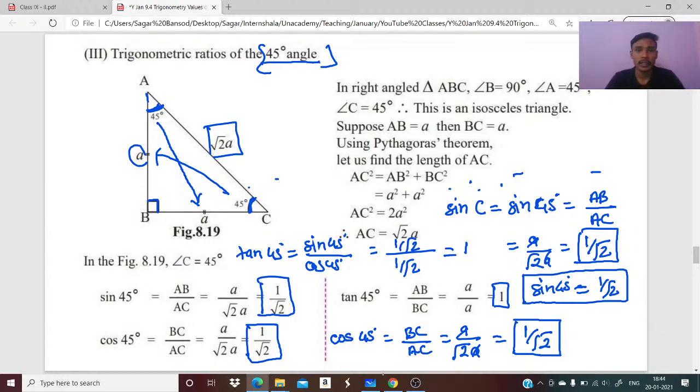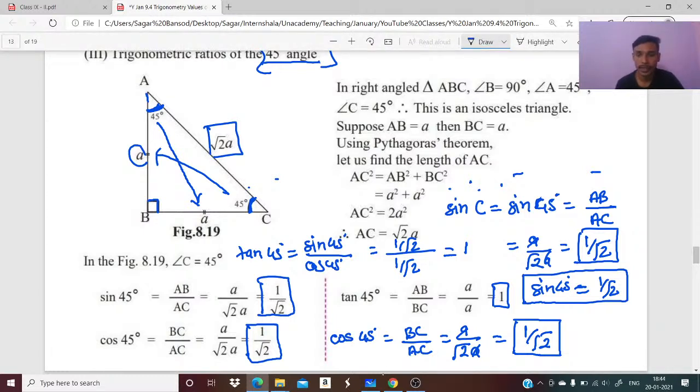I hope all of you are able to understand how I got the trigonometric values for this 45 degree angle. You can also check tan of 45 degrees by the definition of opposite upon adjacent, where AB is the opposite and BC is the adjacent. So AB by BC, and the length of AB is A and the length of BC is also A, so this A will get cancelled out and you will be left with 1.